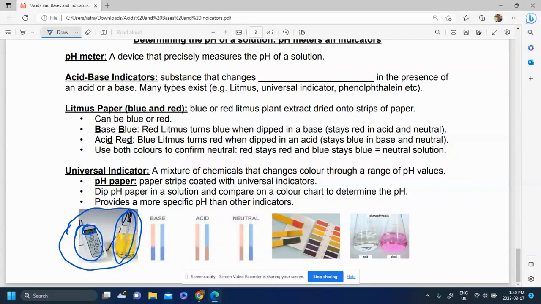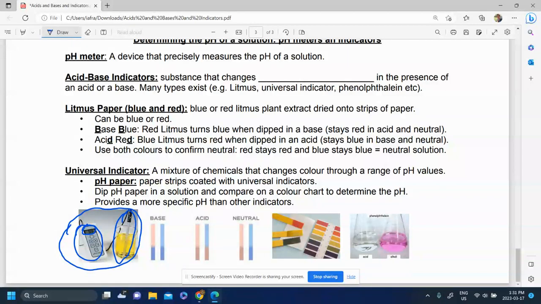So that works. Those are expensive though. They break sometimes, so you won't always be using them. They're not always necessary. It is nice to have them when you're trying to collect a lot of data really quickly all at once. But if you're just trying to deal with one solution at a time, you can use something else called an indicator.